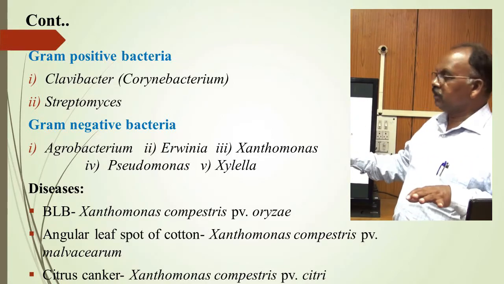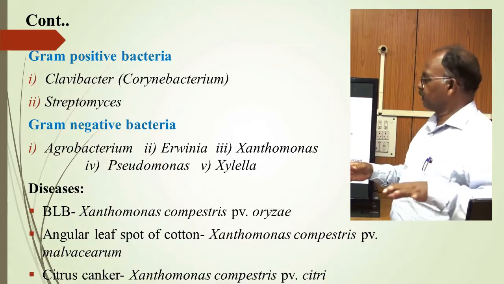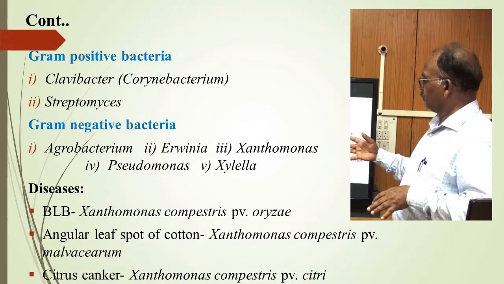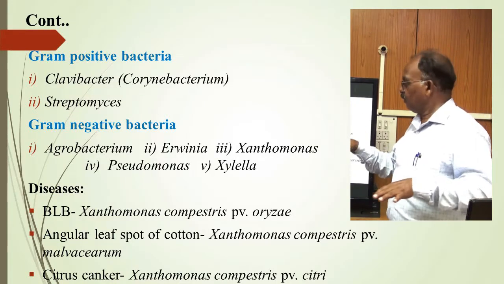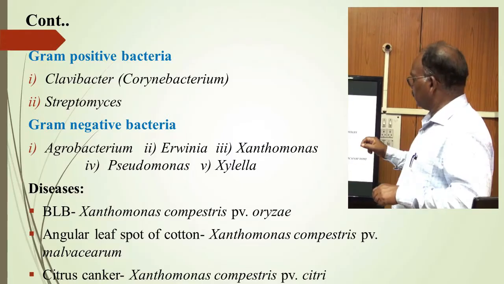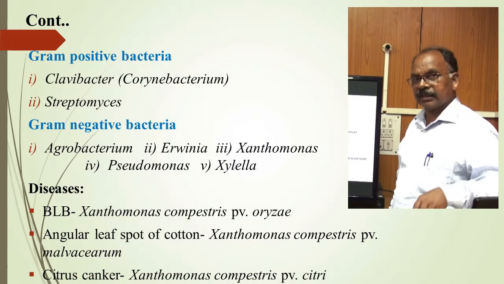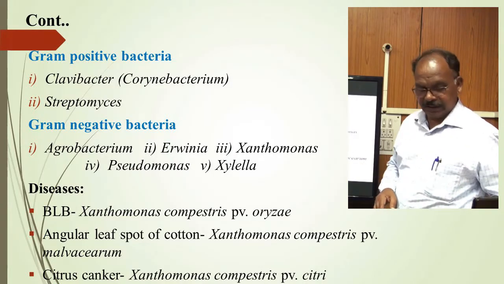There are some important diseases which are caused by bacteria, such as BLB. BLB means bacterial leaf blight disease of rice, caused by Xanthomonas campestris pv. oryzae, and angular leaf spot of cotton, caused by Xanthomonas campestris pv. malvacearum, and citrus canker, caused by Xanthomonas campestris pv. citri.